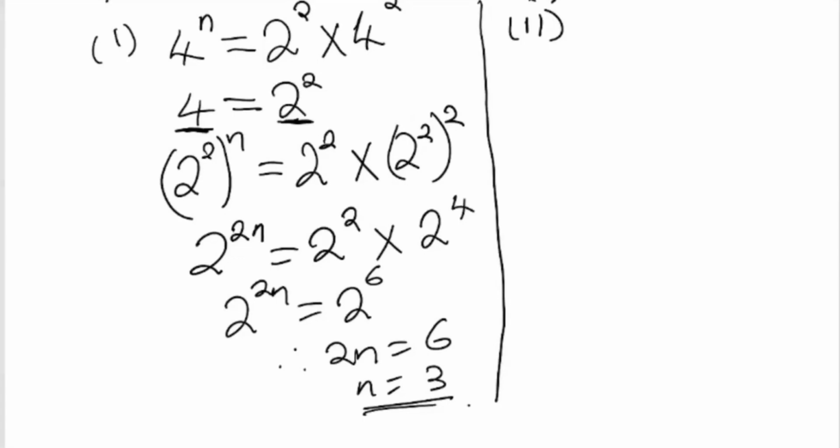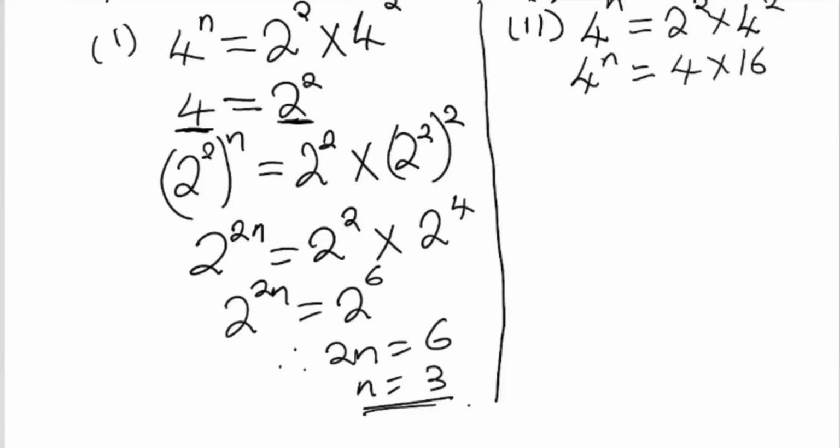The second way is, we know that 4 raised to the power n is equal to 2 to the power 2 multiplied by 4 to the power 2. But then we write 4 raised to the power n is the same as, here we find the value, which is 4, multiplied by here we find the value, which is 16. And then when we multiply these two, we find that 4 raised to the power n is equal to 64. But we write 64 in indices form using the base of 4. So we have 4 raised to the power n is equal to 4 to the power 3. And so when you have the same bases, therefore our n is equal to 3.